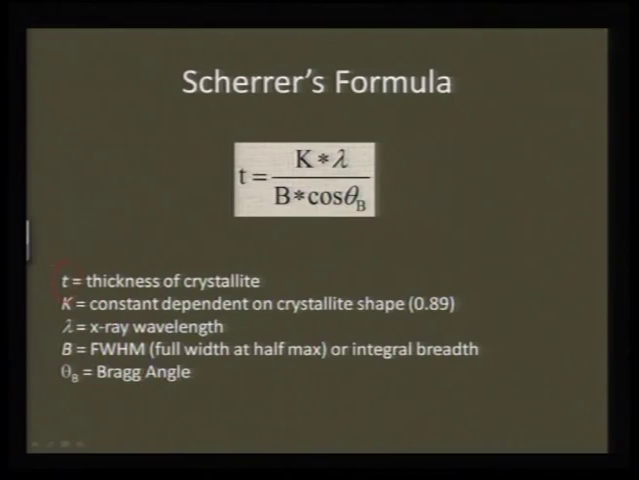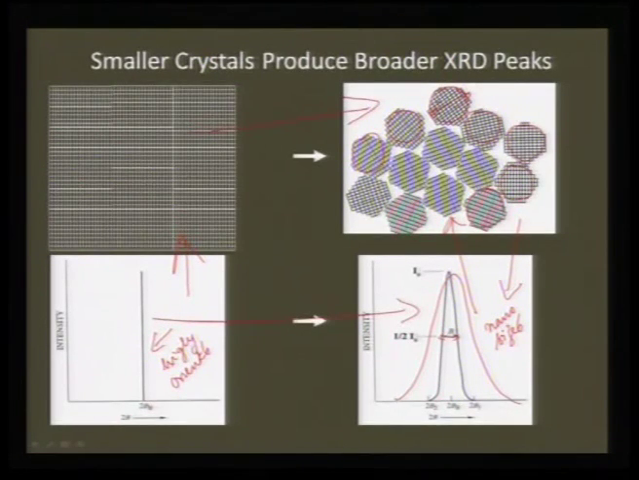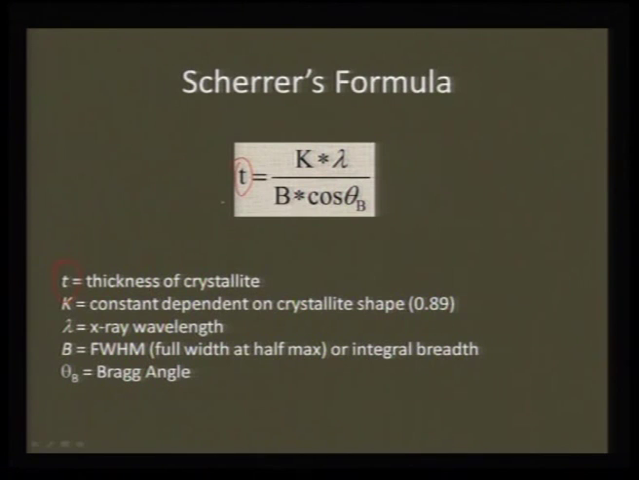Number one, we can get information about T. T is nothing but the thickness of your crystallite. This is the crystallite that I am talking about, and what is the dimension of this crystallite, because crystallites are made of very small lattices, and therefore I can map what is T. T is given by K times lambda by B cos theta B, where K is a constant that depends on crystallite shape. This is actually taken to be 0.89, and the contribution comes from both broadening and from other factors related to the shape of the crystallite.